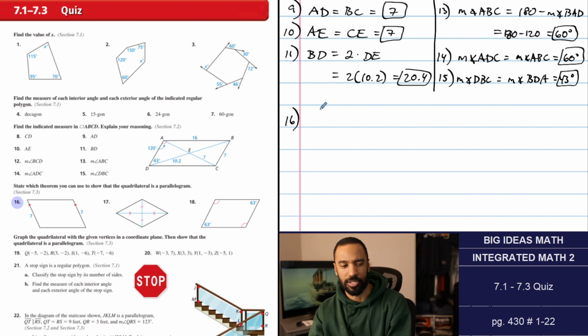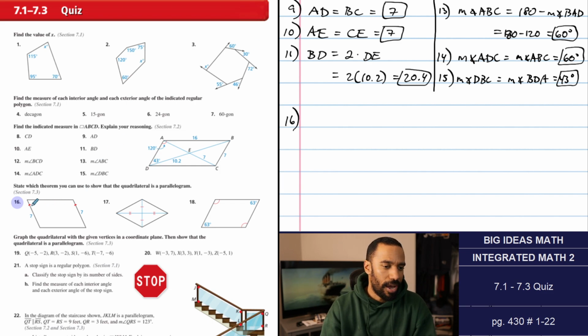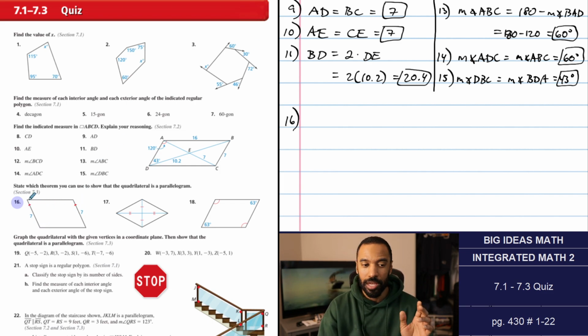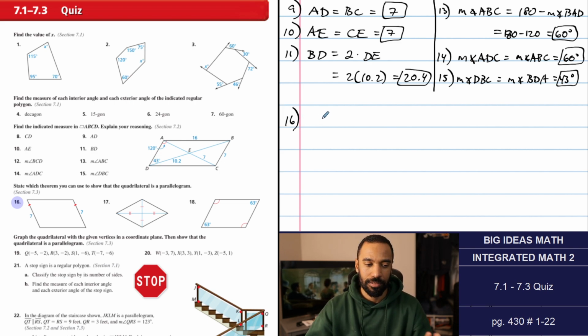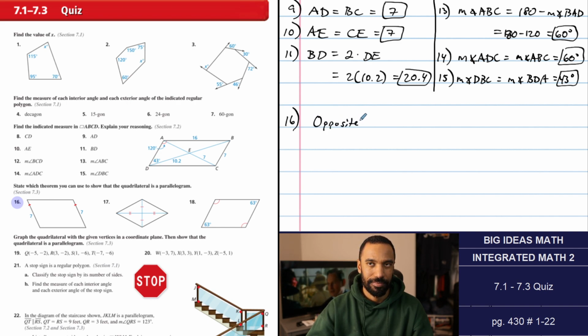The one you're going to look at in number 16, you can notice you have one pair of opposite sides that are known to be parallel. That's not enough for a parallelogram. You need both. I don't have both, but if you did know that that pair of opposite sides are also congruent, that would be enough information. Number 16 is a parallelogram by the opposite sides parallel and congruent theorem. I hope I'm not making that up.